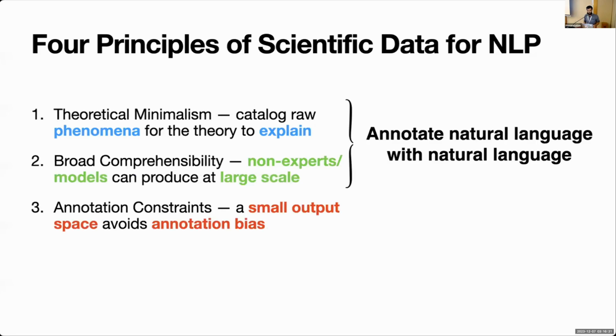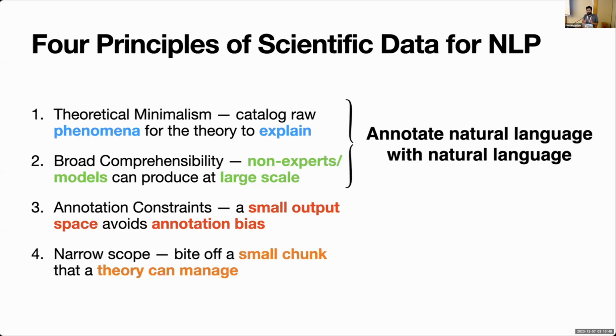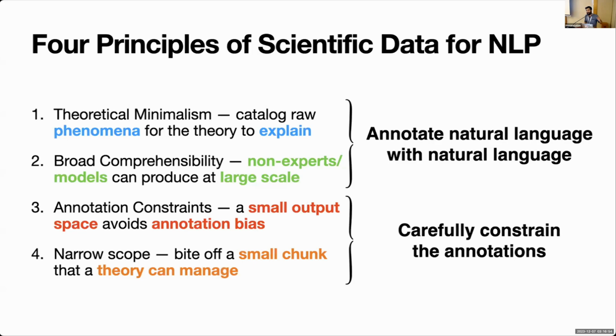The second two principles, or the third and fourth principle, are that the annotation space needs to be constrained. It needs to be small enough so that you can roughly, exhaustively annotate it to avoid issues of bias in your induced meta-theory, the theory that you learn through your statistical model. And you need to narrow the scope of your data enough so that your model can do a reasonable job of actually learning it. So this all means that you need to scope down what your task is trying to do.